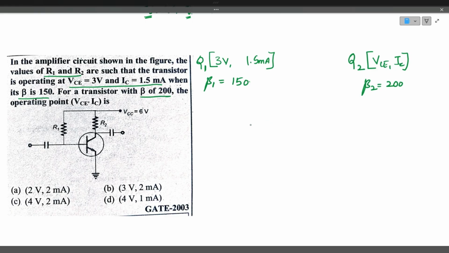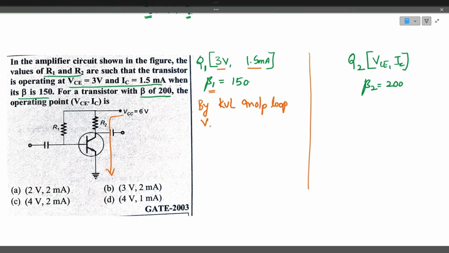Okay. Now let's find out this. You just apply the Kirchhoff voltage law in the output loop here. Now we are calculating for the transistor whose beta value is 150. Okay, case 1 we are calculating. In case 1 he has already given the IC value and the VCE value. So I'm applying Kirchhoff voltage law in the output loop, by KVL in output loop.